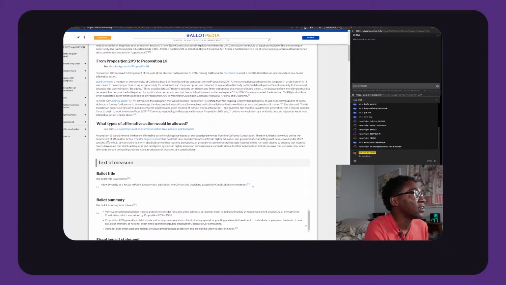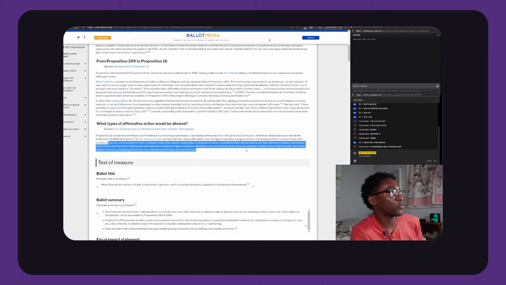Where was it? In the U.S., strict scrutiny is a form of judicial review that requires a law, policy, or program to serve a compelling state interest and be narrowly tailored to address that interest. Courts have ruled that strict racial quotas and racial point systems in higher education admissions are unconstitutional, but that individualized, holistic reviews that consider race when tailored to serving a compelling interest, such as educational diversity, are constitutional.